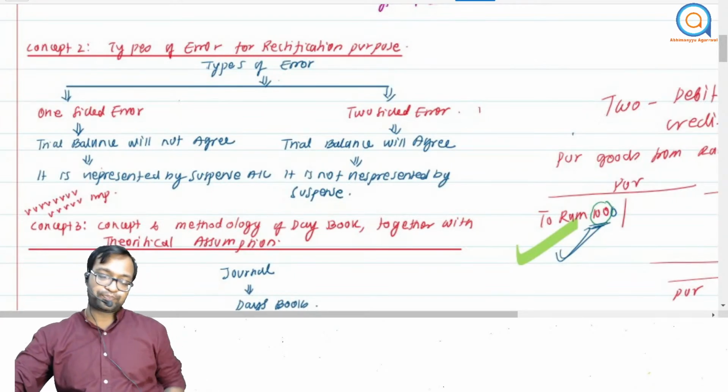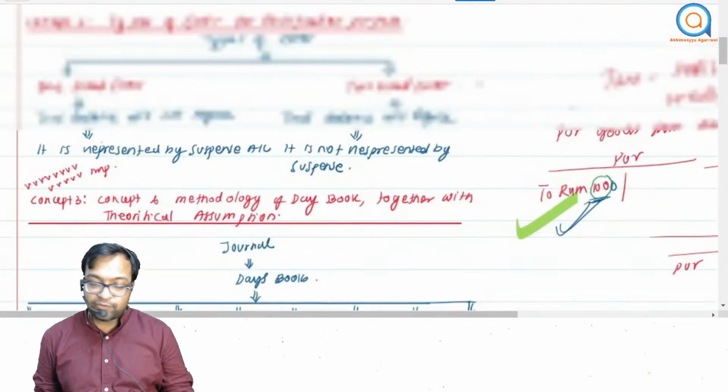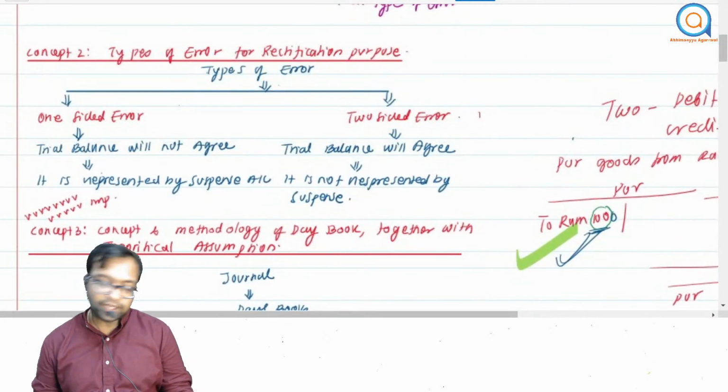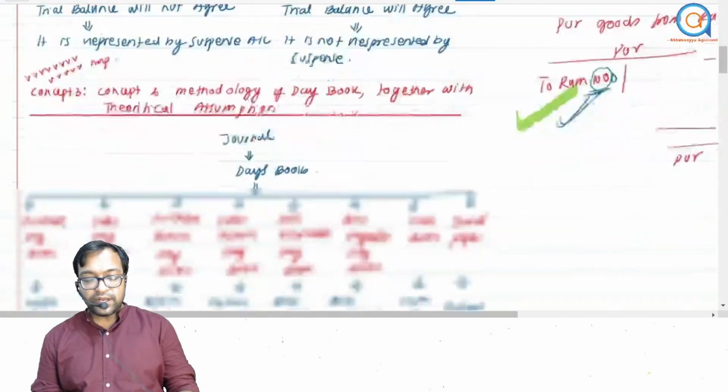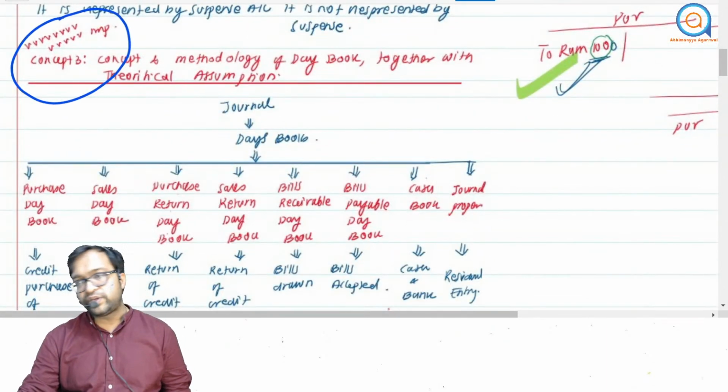Done? Okay. Now, students are saying yes sir, helpful. Thank you. Okay. Now, next is, this one is the most important thing that every student should know.